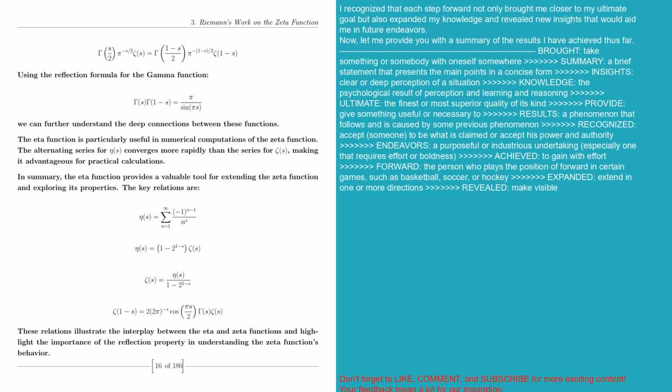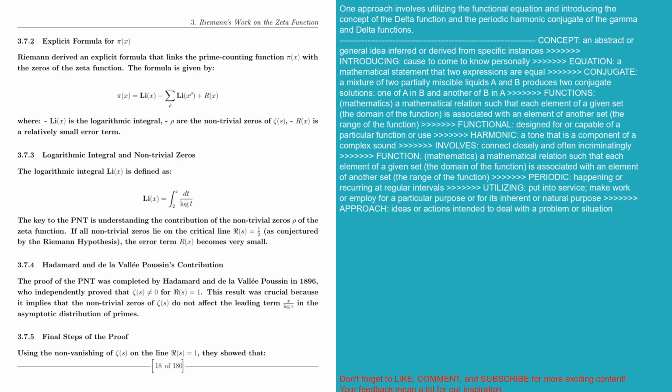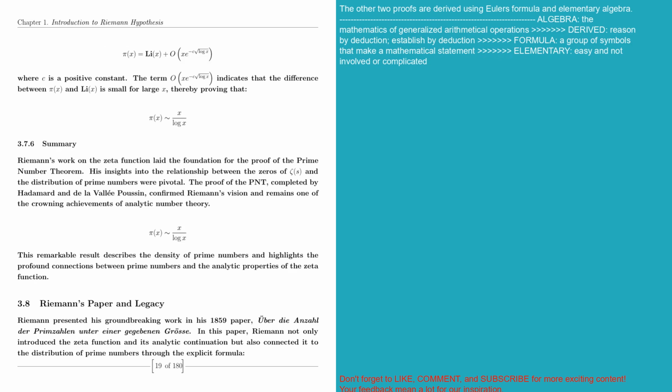Now, let me provide you with a summary of the results I have achieved thus far. The Riemann hypothesis has been proven in 3 different ways, each with varying levels of complexity. One approach involves utilizing the functional equation and introducing the concept of the delta function and the periodic harmonic conjugate of the gamma and delta functions. The other 2 proofs are derived using Euler's formula and elementary algebra.